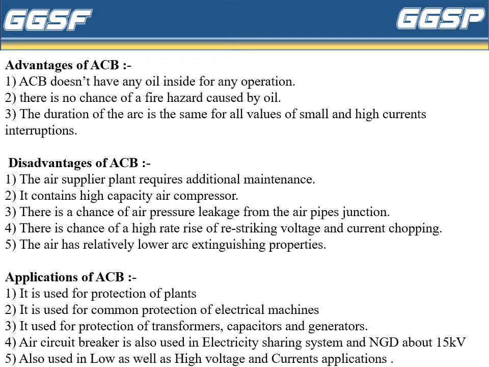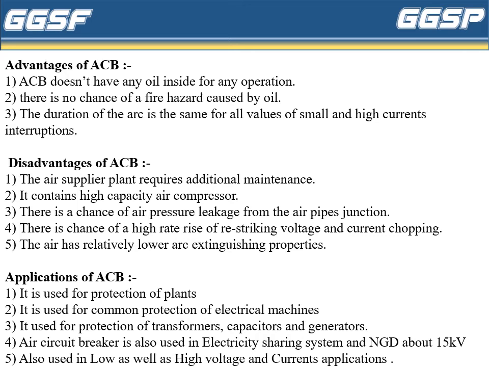The advantages of ACB are: ACB doesn't have any oil inside for any operation. There is no chance of fire hazard caused by oil, and the duration of arc is the same for all values of small and high current interruptions. Disadvantages of ACB: the air supply plant requires additional maintenance. It contains a high capacity air compressor. There is a chance of air pressure leakage from the air pipe junctions. There is a chance of high rate of rise of restriking voltage and current chopping. The air has relatively slower arc extinguishing properties.